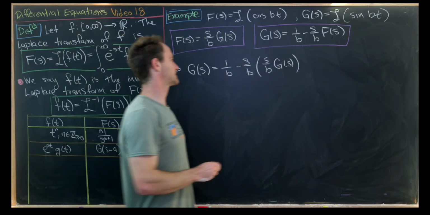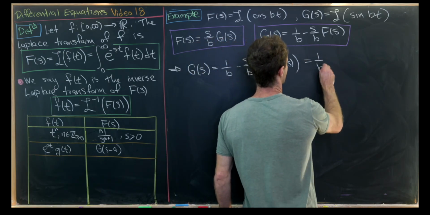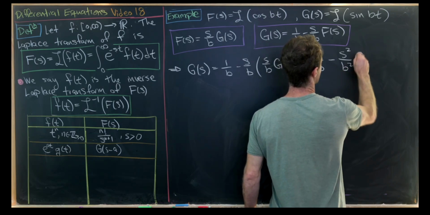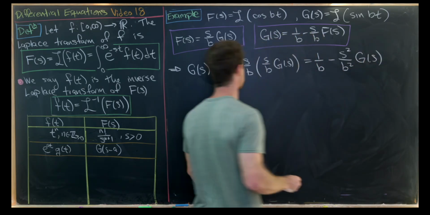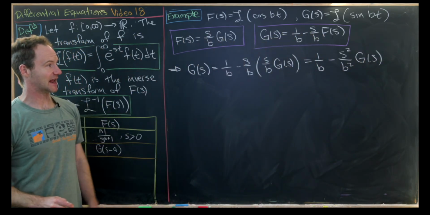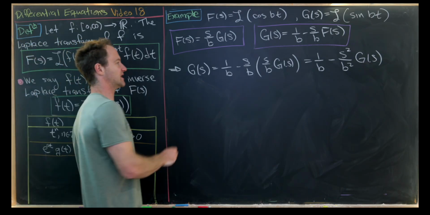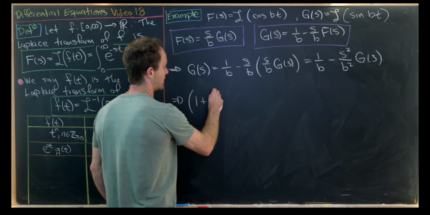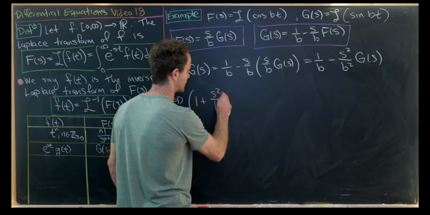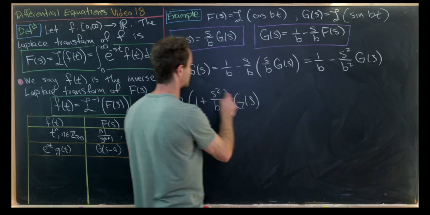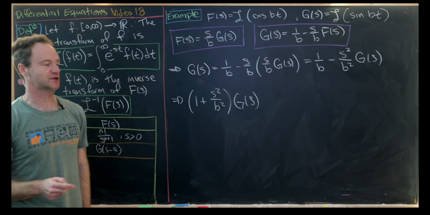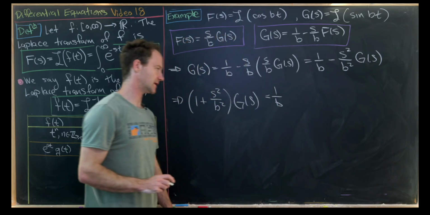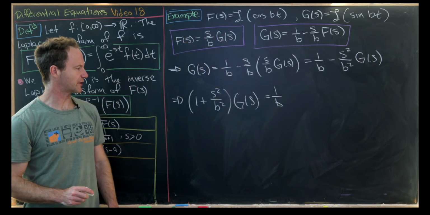Now we could maybe put some stuff together. That'll leave us with 1 over b minus s squared over b squared times g of s. Then we could add that s squared over b squared g of s to the other side of the equation, leaving us with 1 plus s squared over b squared times g of s. When we group the g of s terms and factor, equals 1 over b. Okay, so now this is looking pretty good.